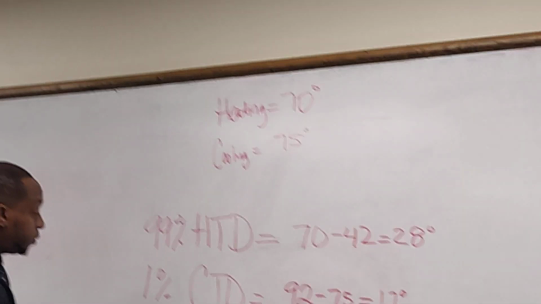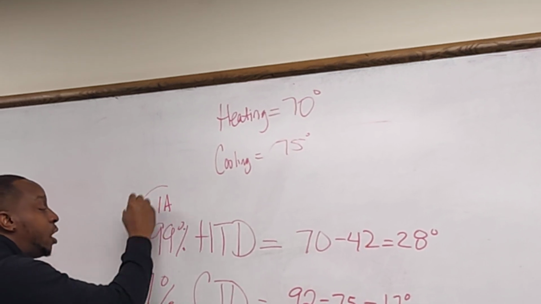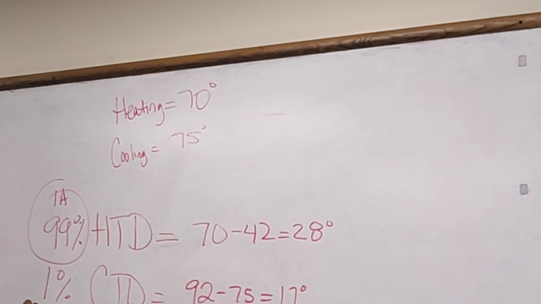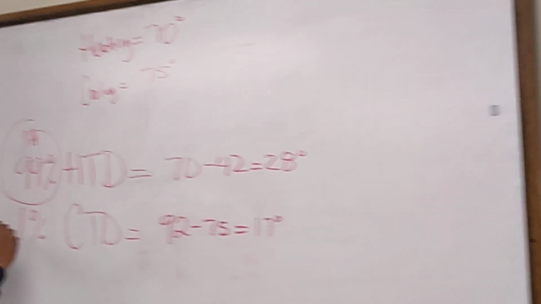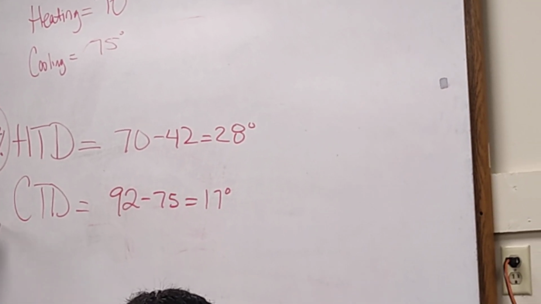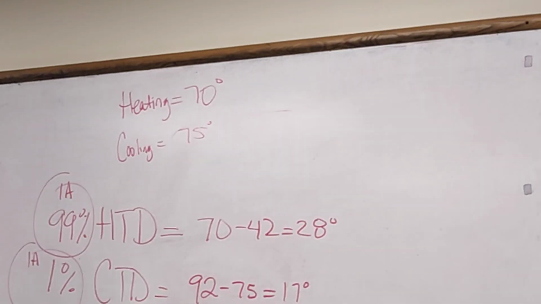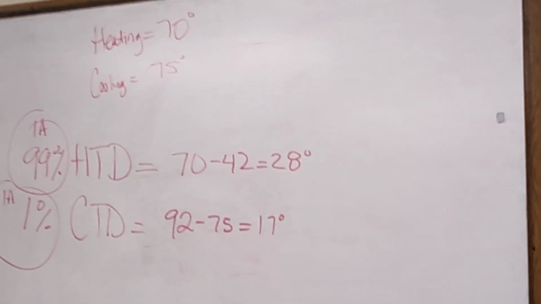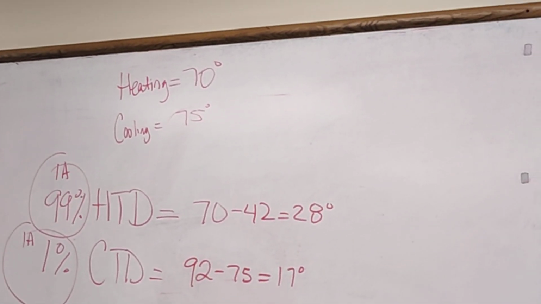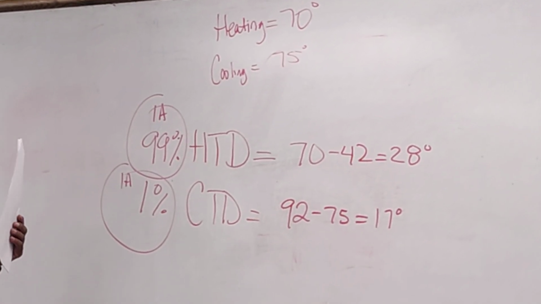So for the heating temperature design, the ideal temperature is 70. On the 1A chart, you use the 99% number for heating, which is 42. So the heating temperature design is 70 minus 42, which is 28. Everybody got that? Everybody understand?